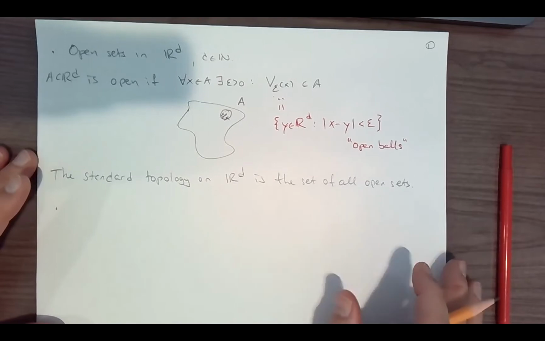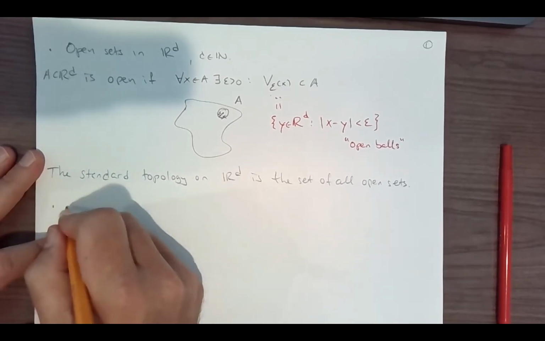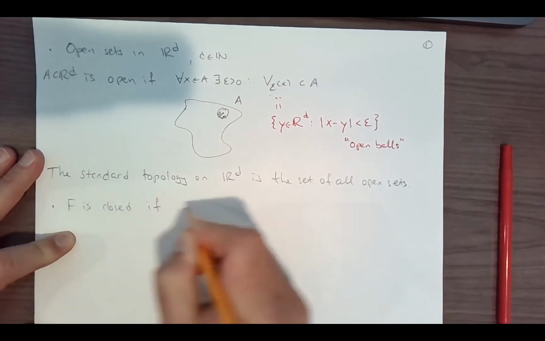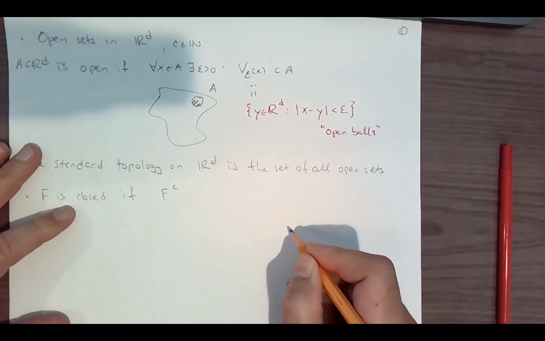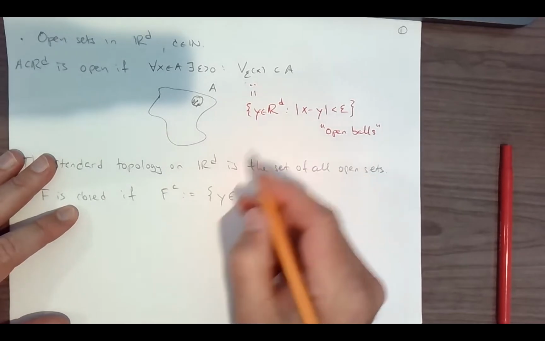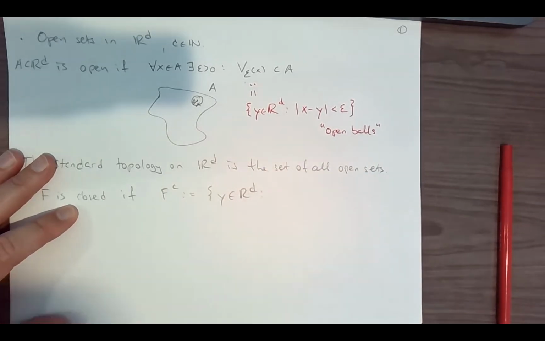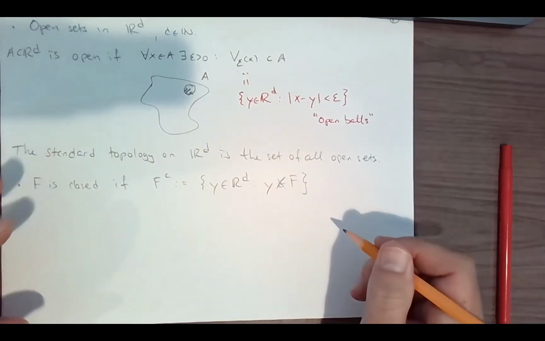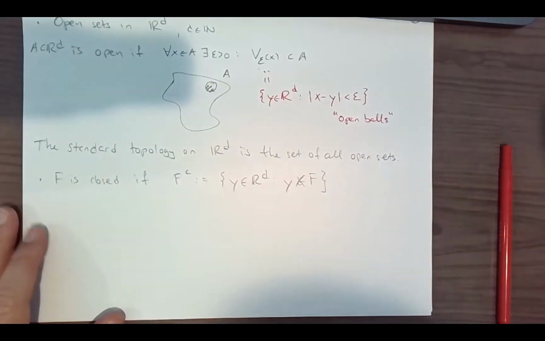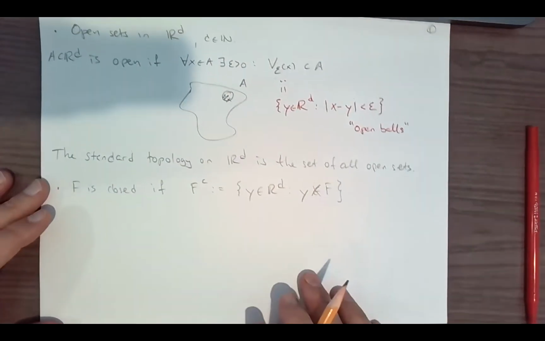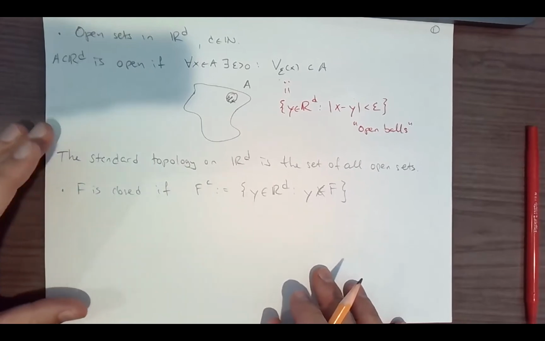Closed sets are the complement. So F is closed if the complement, those Y's again inside R^d such that Y does not belong to F, is open. So those are the closed sets. Lots of sets are closed, lots of sets are open, and lots of sets are not open and not closed.